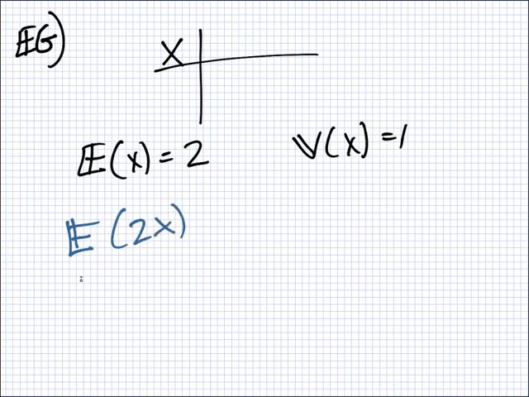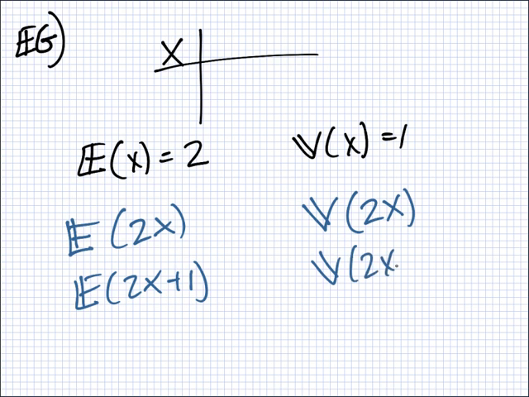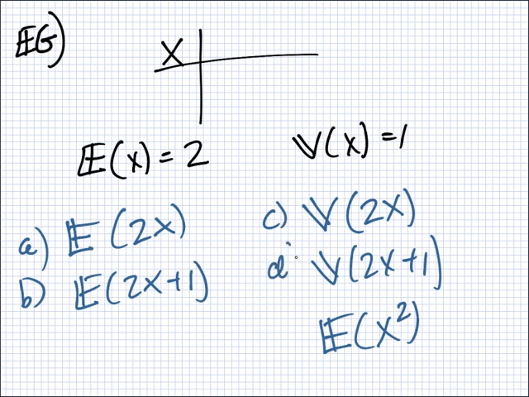The expected value of 2x, 2x plus 1, the variance of 2x, and give me the variance of 2x plus 1, and let's say also give me the expected value of x squared. Okay, I'll give you a couple of minutes just to try these short ones here. See if you can get the answers.